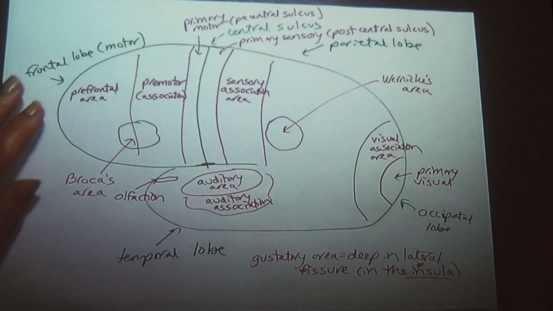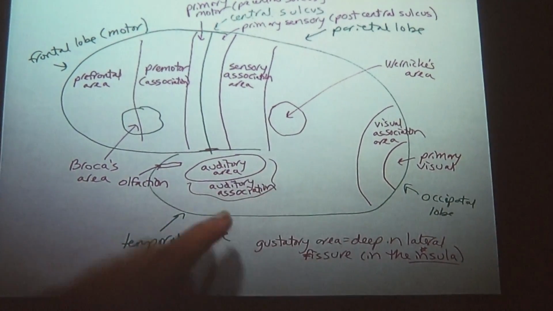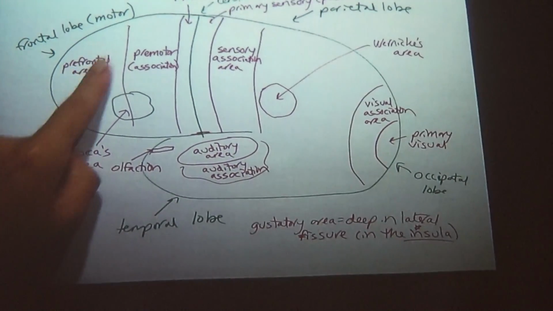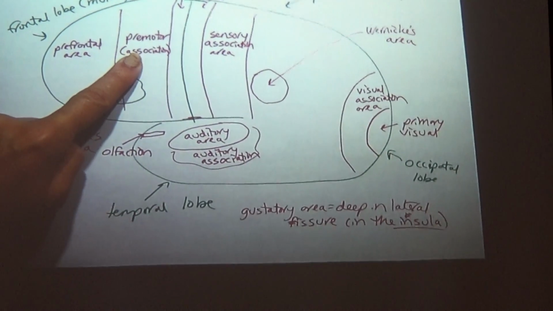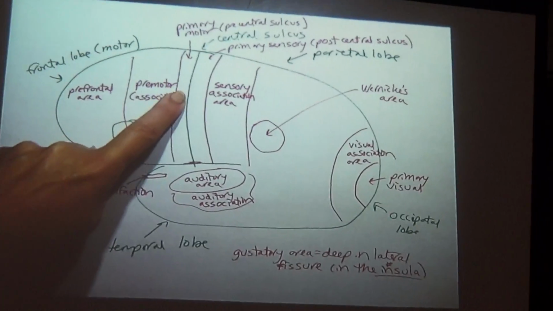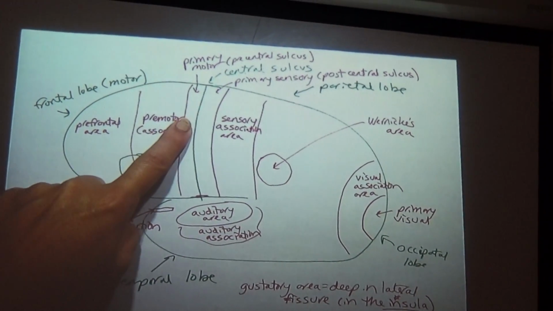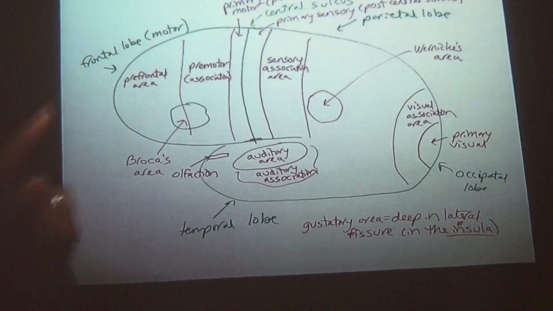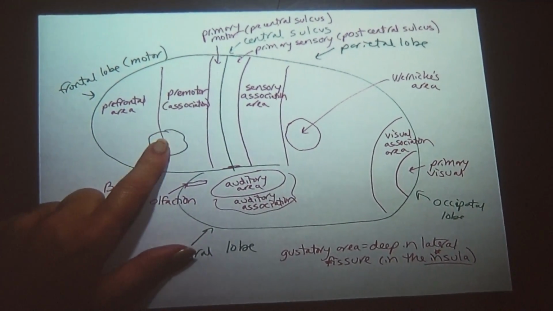Okay, so to recap, you've got motor in the front, sensory in the back. So for the motor, you've got the prefrontal area in the very front, premotor area right behind it, and then lastly the primary motor area, which is going to be the red or light pink kind of color on the brain. Also there, you're going to have your motor speech. That's the Broca's area. That's down here.